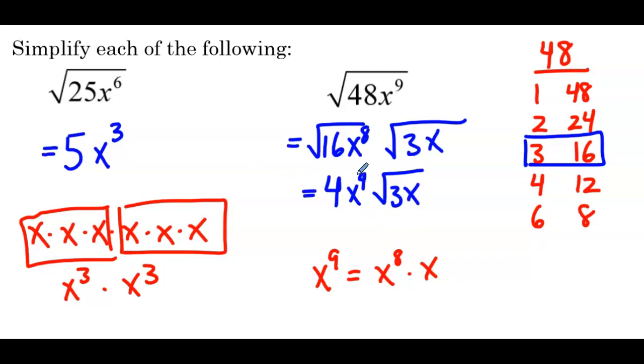Okay? Because x to the 8th, we'd expand out that multiplication. We have 8 x's, right? 4 grouped together times the other 4 grouped together. That would be variable expression times itself, gives us x to the 4th.